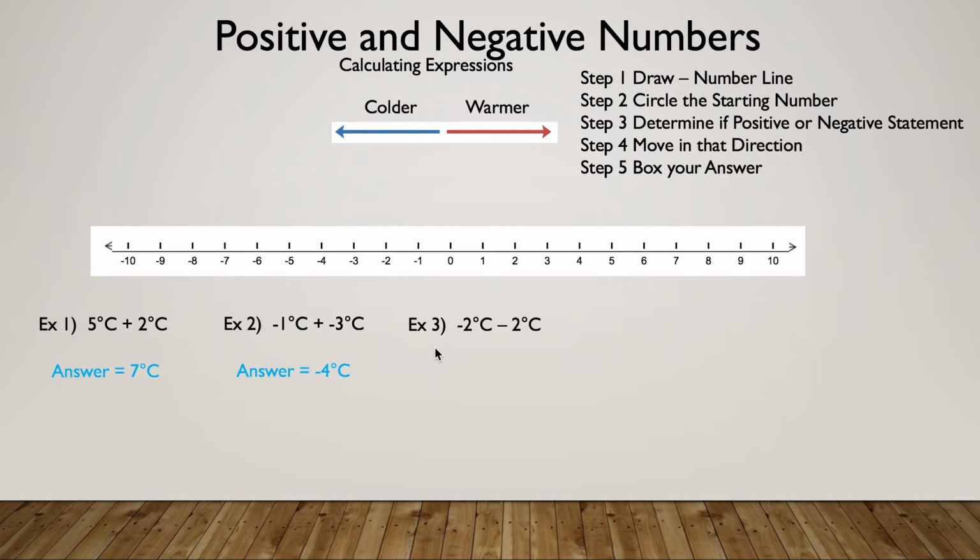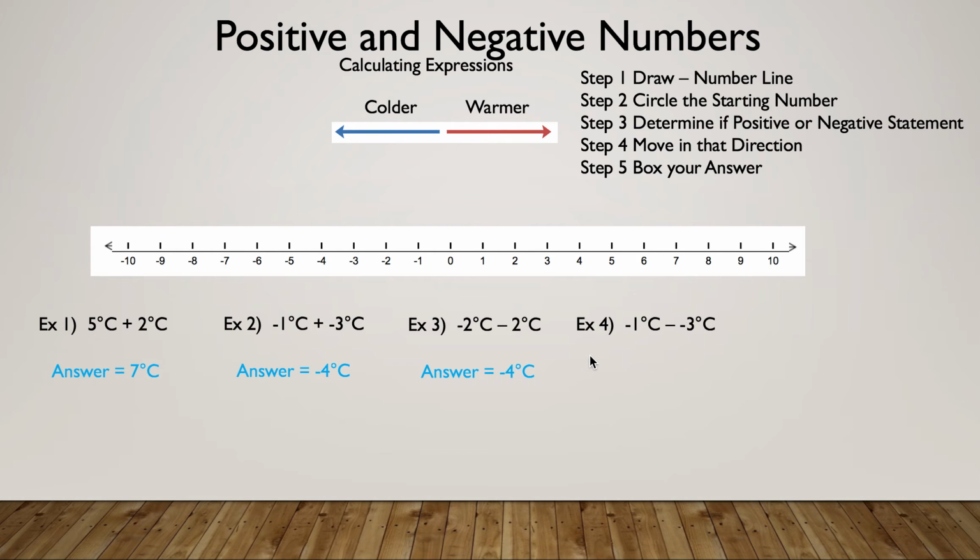Let's take a look at example 3. The starting number is negative 2. We're going to determine if it's positive or negative. It says subtracting 2. So we're subtracting 2 fire logs away from the fire. So therefore, we're going to get colder. So we're going to go to the left. We're going to go to the left 2 times, 1 and 2. I'm going to box the answer, negative 4. So my answer is negative 4 degrees Celsius.